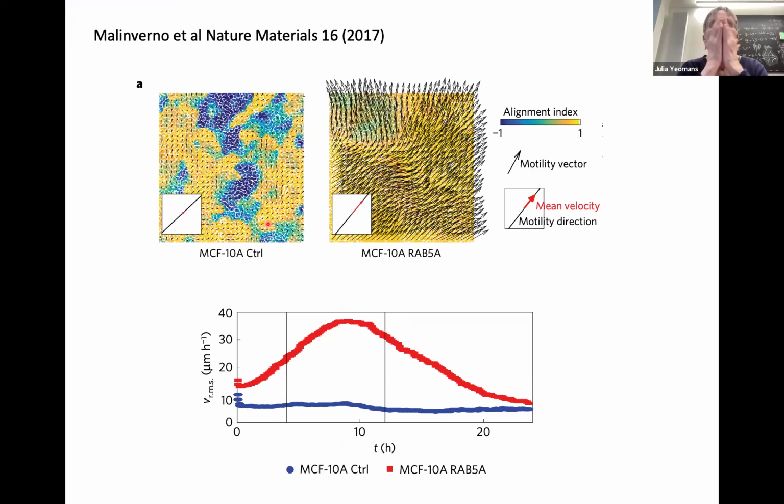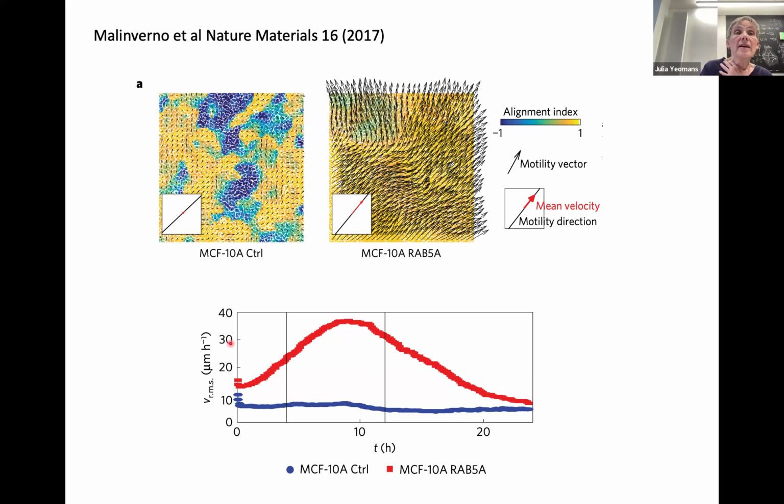For example, there are these old experiments now, but I still think they're really beautiful experiments. These are plated epithelial cells. And what the experimentalists from the Milan group did is that they looked at the velocity field. And here the velocity field is rather small and rather random and chaotic and looks like active turbulence. And then they added a chemical, Rab5A. And what happened is that the cells just took off and flocked with much larger velocities and very correlated velocities.